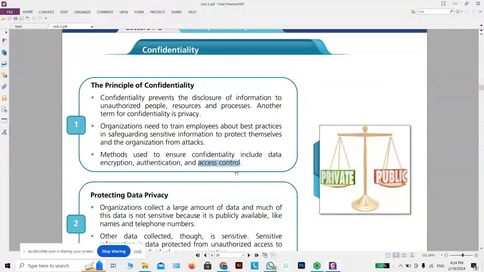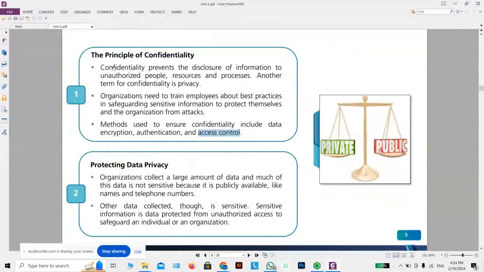Let me read the slide first. Confidentiality prevents the disclosure of information to unauthorized people, resources, and processes, and another term for it is privacy. I have already told you in a very simple way what is written here. Organizations need to train employees in best practices for safeguarding sensitive information to protect themselves from attacks. Which methods do we normally use to ensure confidentiality? We use encryption, authentication, and access controls.